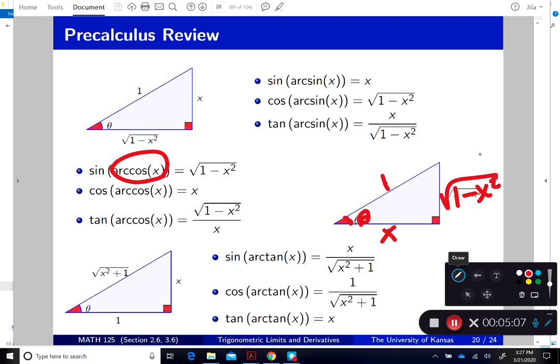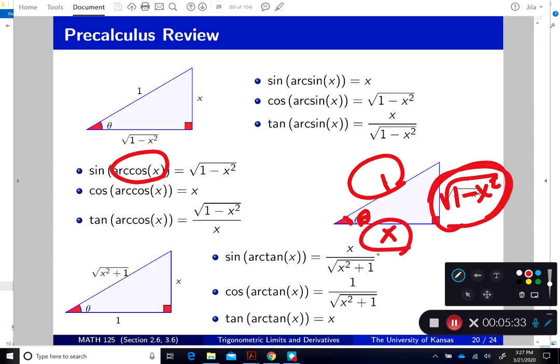And then using these, I can find sine of theta. Sine of theta is going to be this side divided by the hypotenuse. Cosine of theta is going to be just x. Tangent of theta is going to be this side divided by that side. And so you move on with that as well.